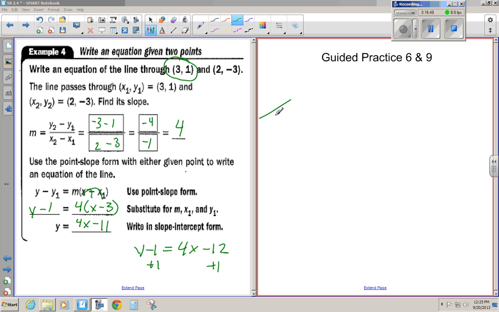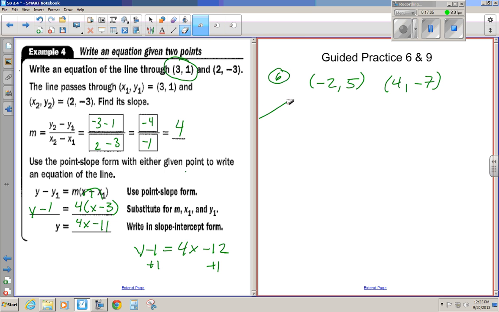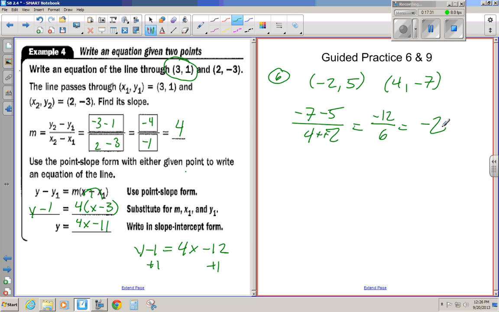All right, quickly we'll do number 6. Number 6 says you're given (-2, 5) and (4, -7). First thing we do, we find the slope. So we're going to go ahead and use the slope formula. You can use other ways if you want, but it's negative 7 minus 5 over 4 minus negative 2. So negative 7 minus 5 is negative 12. 4 minus negative 2 is 4 plus 2, which is 6. So my slope is negative 2.